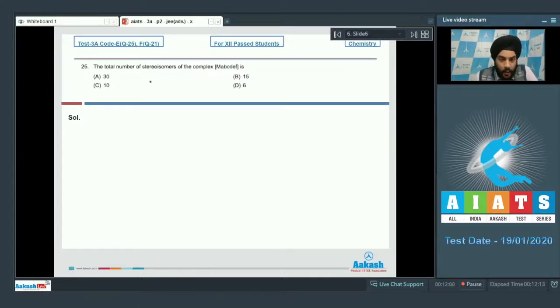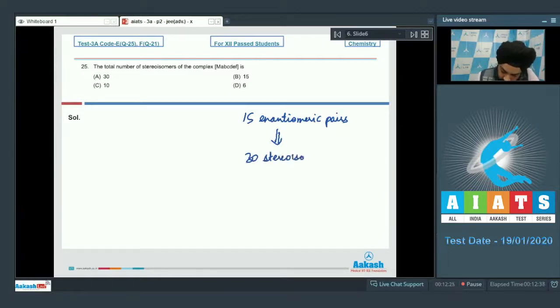Question number 25. The total number of stereoisomers of the complex M A B C D E F is. So students, we know that the number of stereoisomers possible for the complex M A B C D E F is equal to 30. So there exist 15 enantiomeric pairs, or a total of 30 stereoisomers. Okay, so the correct answer to question number 25 has to be marked as option A. Let us look at the next section now.